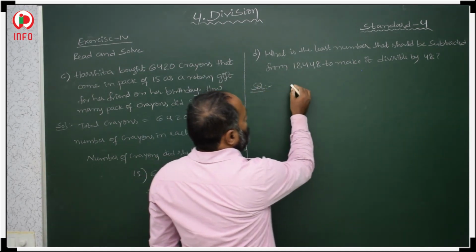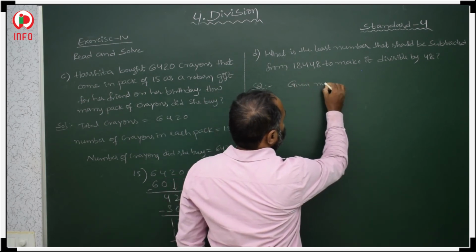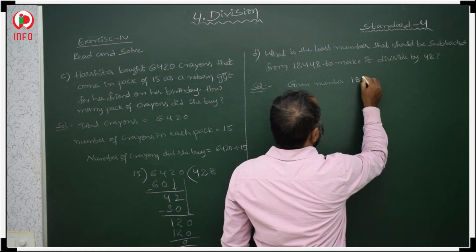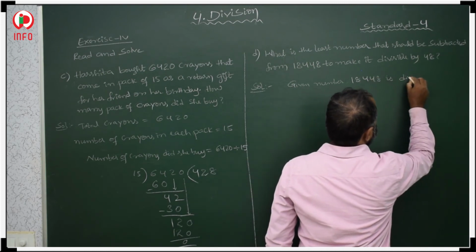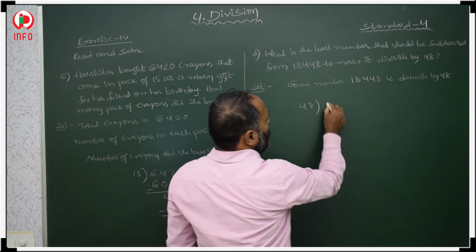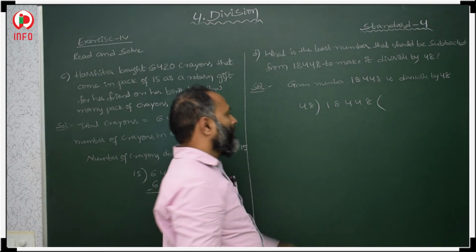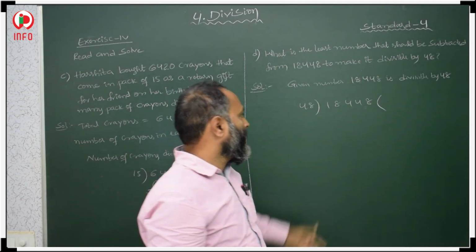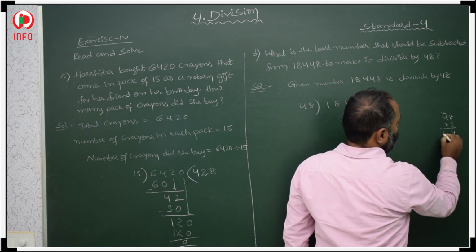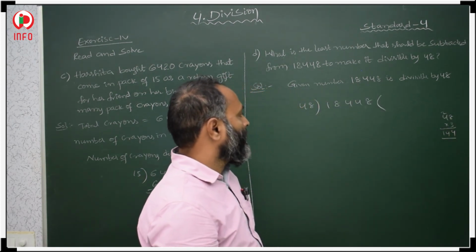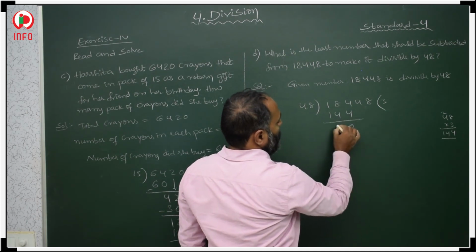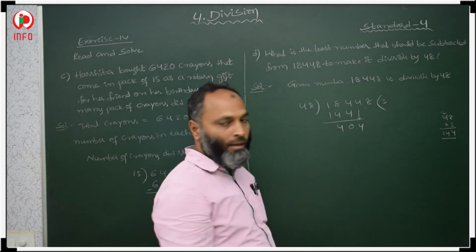First, the given number is divided by 48. So 48 divides the given number 18,448. 18 is less, so we have to take 184 in the 48 table. 48 3s are 144. Now 0 here, take 4: 48 9s are 432.